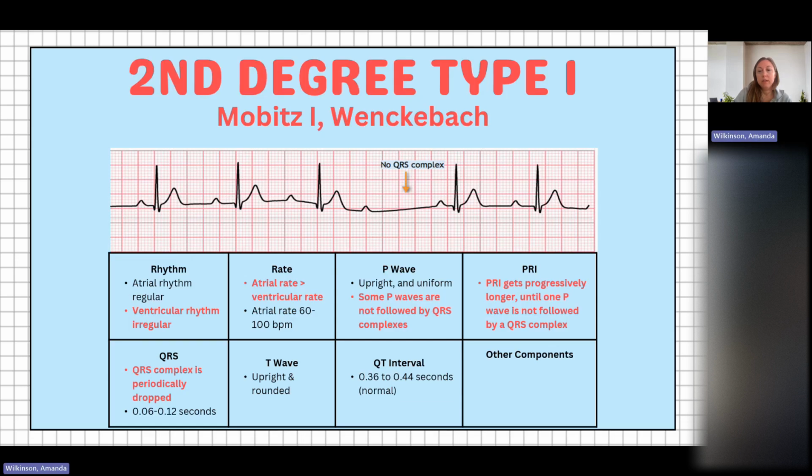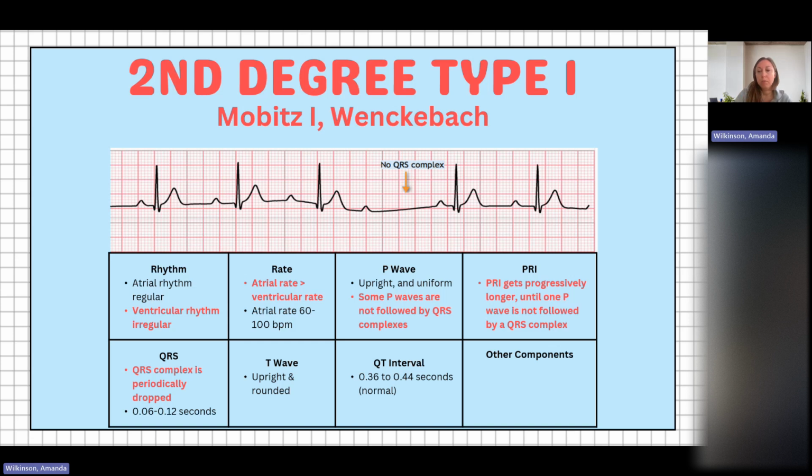So here's what it looks like on a rhythm strip. You'll notice the arrow pointing to the missing QRS. That's where the conduction has failed after a progressive PR lengthening. The atrial rhythm is regular. P waves march through consistently, but the ventricular rhythm is irregular because of those drop beats. So you'll see the PR intervals getting longer and longer, then one P wave not followed by a QRS. After the drop, the cycle will reset itself.